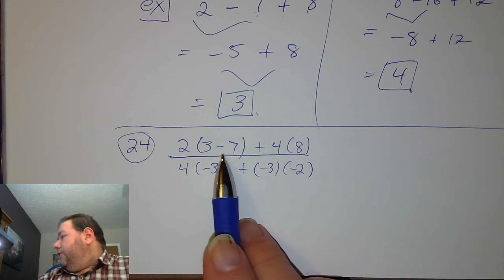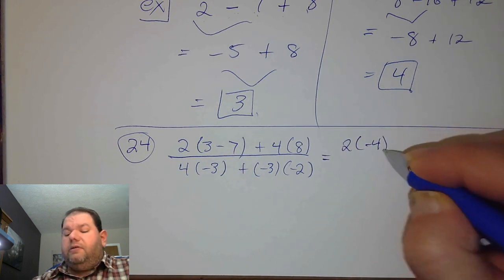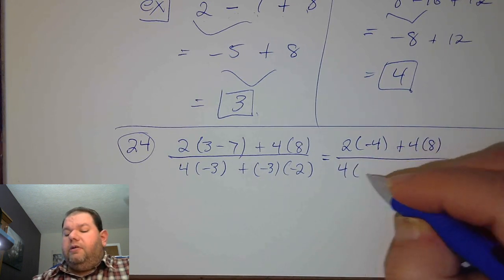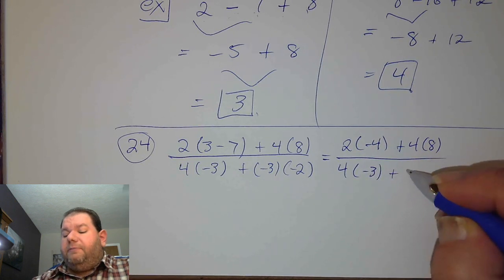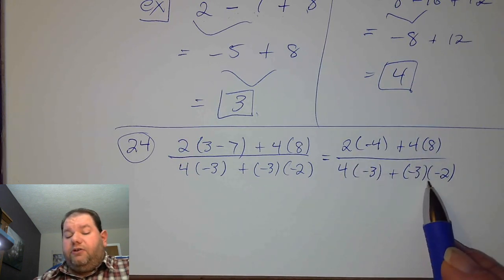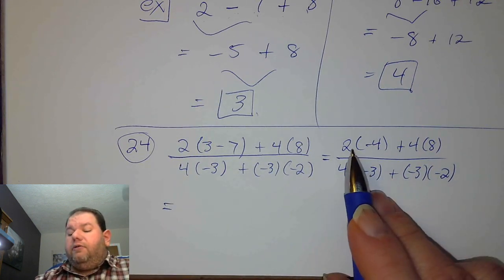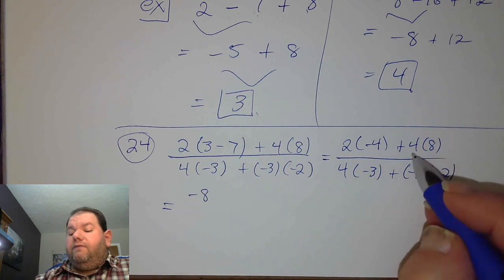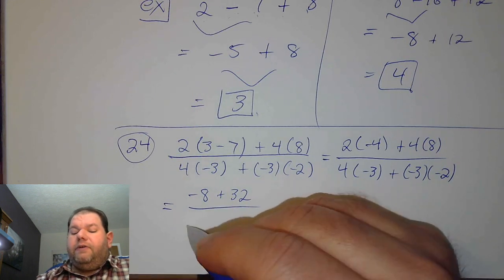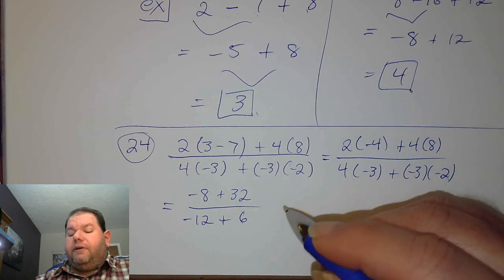We work inside the parentheses. 3 minus 7 is negative 4. Nothing else in parentheses needs to be simplified. Now we can do each of these multiplications, because we have 4 multiplications that have to take place next. 2 times negative 4 is negative 8. 4 times 8, 32. 4 times negative 3 is negative 12. And negative 3 times negative 2 is positive 6.